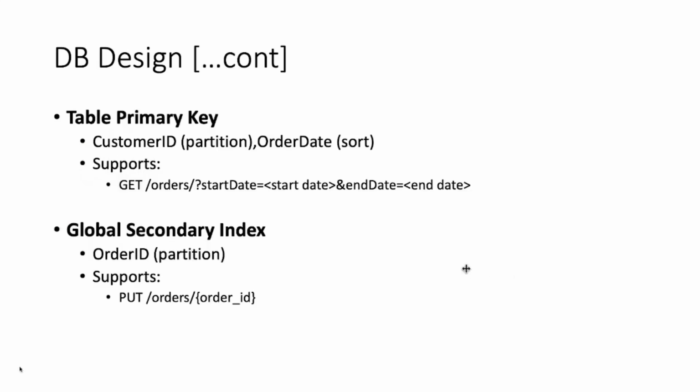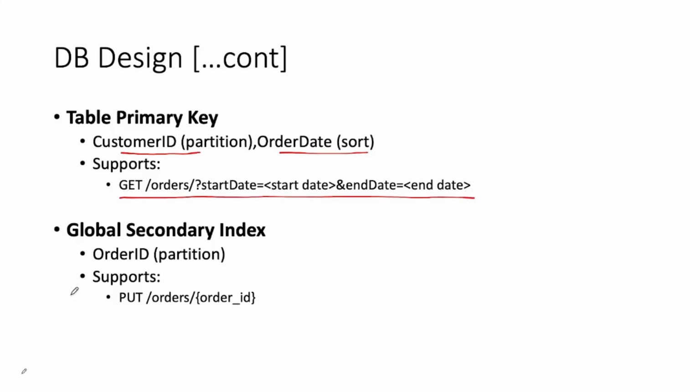Furthermore, let's quickly touch on our primary key as well as the one global secondary index that we are going to create on the table. So our primary key is going to be a composite key, which would be composed of the customer ID, which would serve as the partition key, and the order date as a sort key. This is primarily to support this access pattern that we initially defined as one of our requirements.